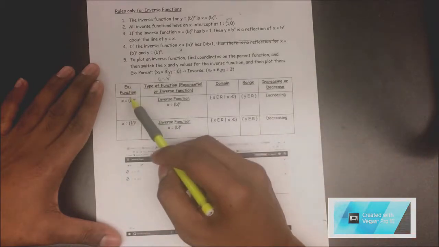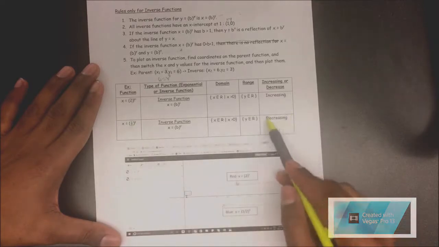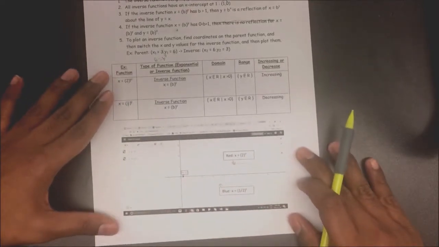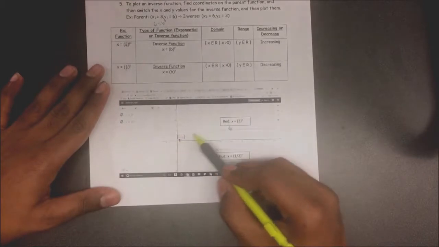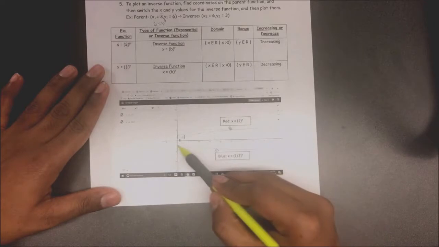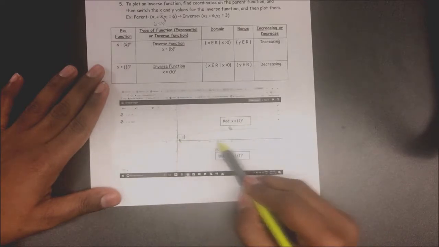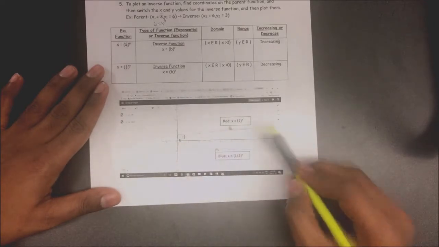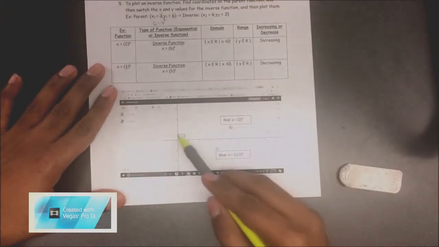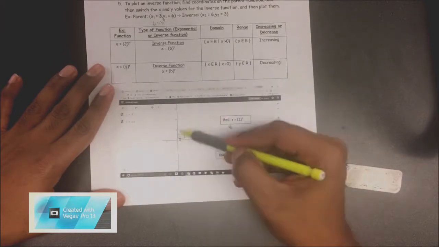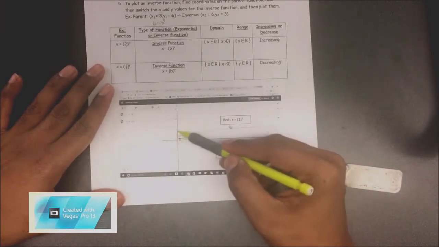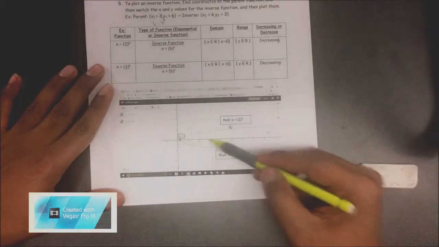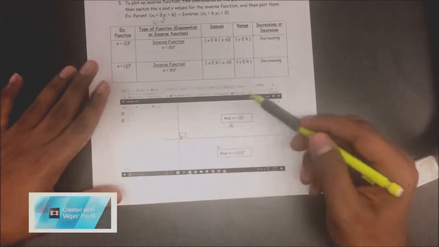But here b is greater than 1, right? So it's increasing, and then here b is less than 1 but greater than 0, so it's decreasing. And this was supposed to be red, but I ain't got color ink at home because I'm broke. So b is greater than 1, so this is increasing because as x increases, y is increasing as well. So this is an increasing function. And for this one, x is equal to (1/2) to the power of y. b is less than 1 but greater than 0, so it's decreasing because as x increases, y is decreasing.